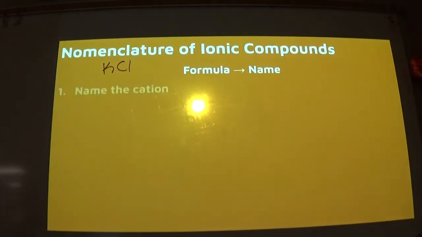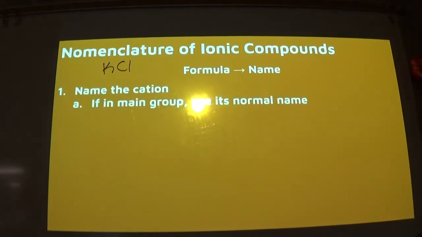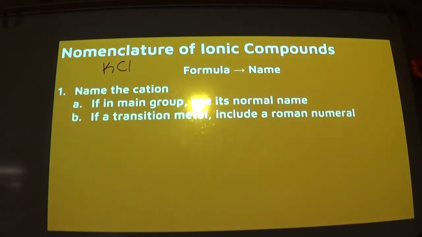Okay, step 1, name the cation. What's the name of K+? What do I call that ion? Potassium. Potassium. Great. Okay, if it's in the main group, I use its normal name. If it's a transition metal, I need the Roman numeral.